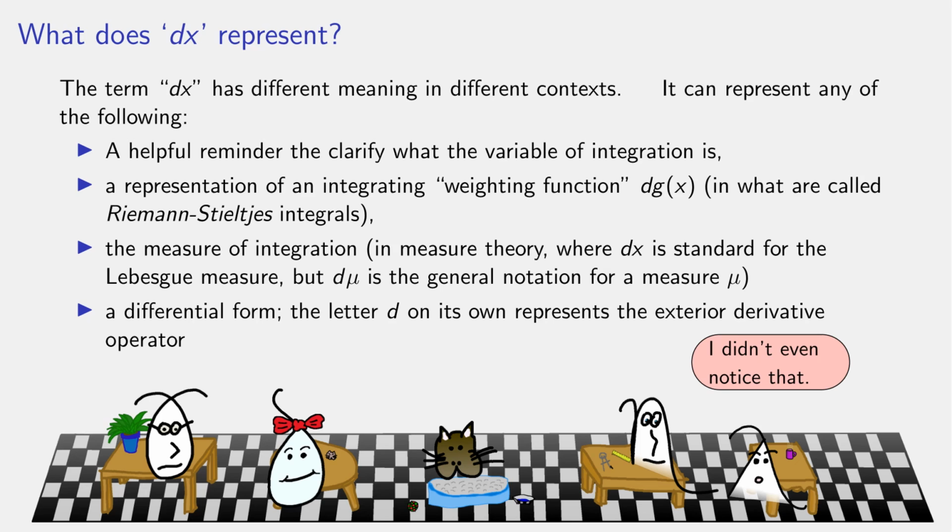And then more generally, in the theory of differential forms, dx is actually its own thing. D is the exterior derivative of the function x. And that's what it is. It's a legit thing that is multiplying f of x.